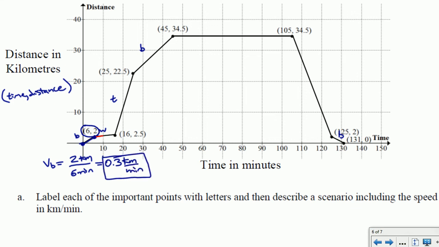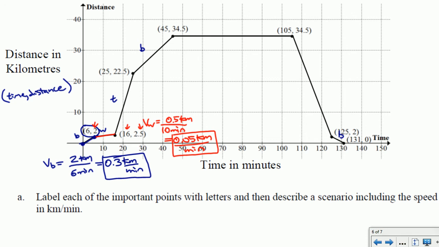For this next leg, he starts walking at 6 minutes and stops walking at 16 minutes. So if we do 16 minus 6, that gives us a time span of 10 minutes. And it looks like he's gone from 2 kilometers to 2.5 kilometers. So he's covered half a kilometer on foot. So that means his walking speed is 0.05 kilometers per minute.